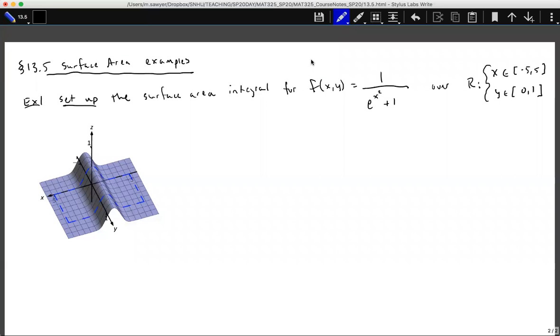Welcome to Calculus 3. This is section 13.5 in the ApexCalculus textbook. This video is part 2 of 2 with surface area examples.